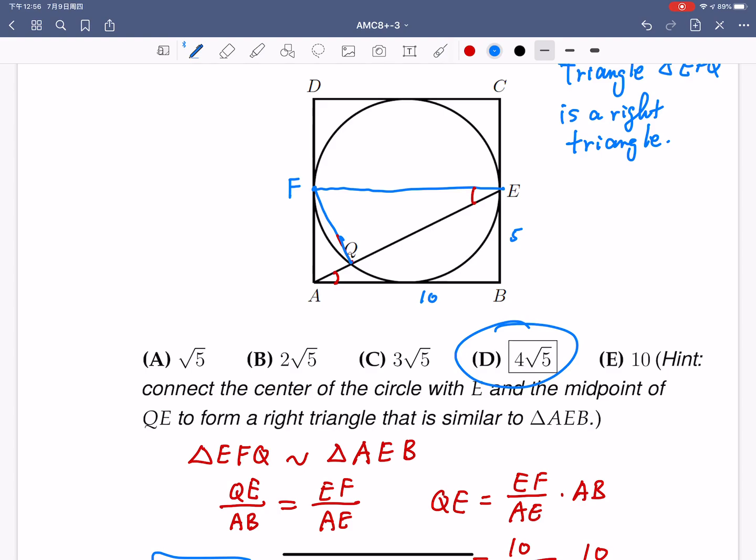There's another way to do the job by marking O as the center of the circle. We can draw OQ, and we draw a perpendicular line at K, so we can prove triangle OEK is similar to triangle EAB, and we can get the same result.